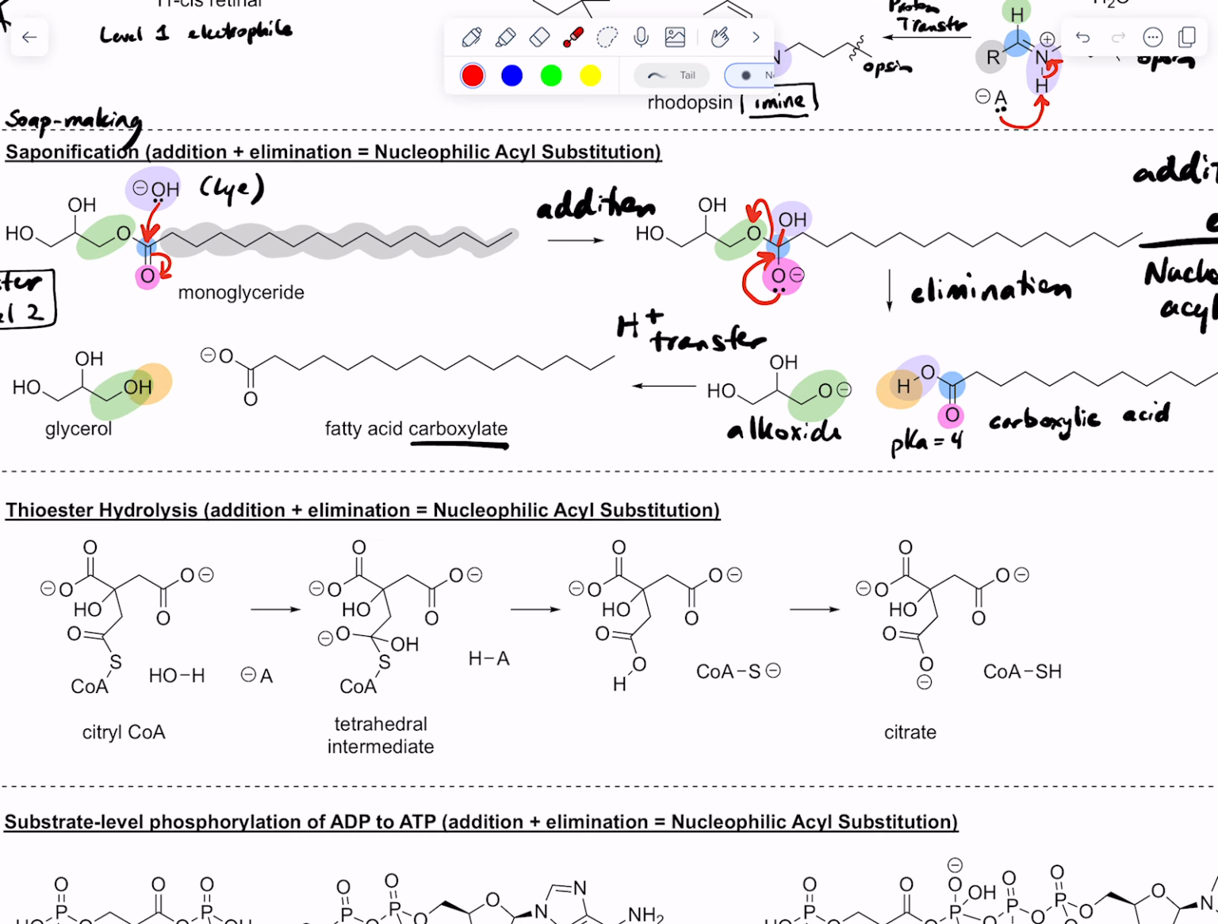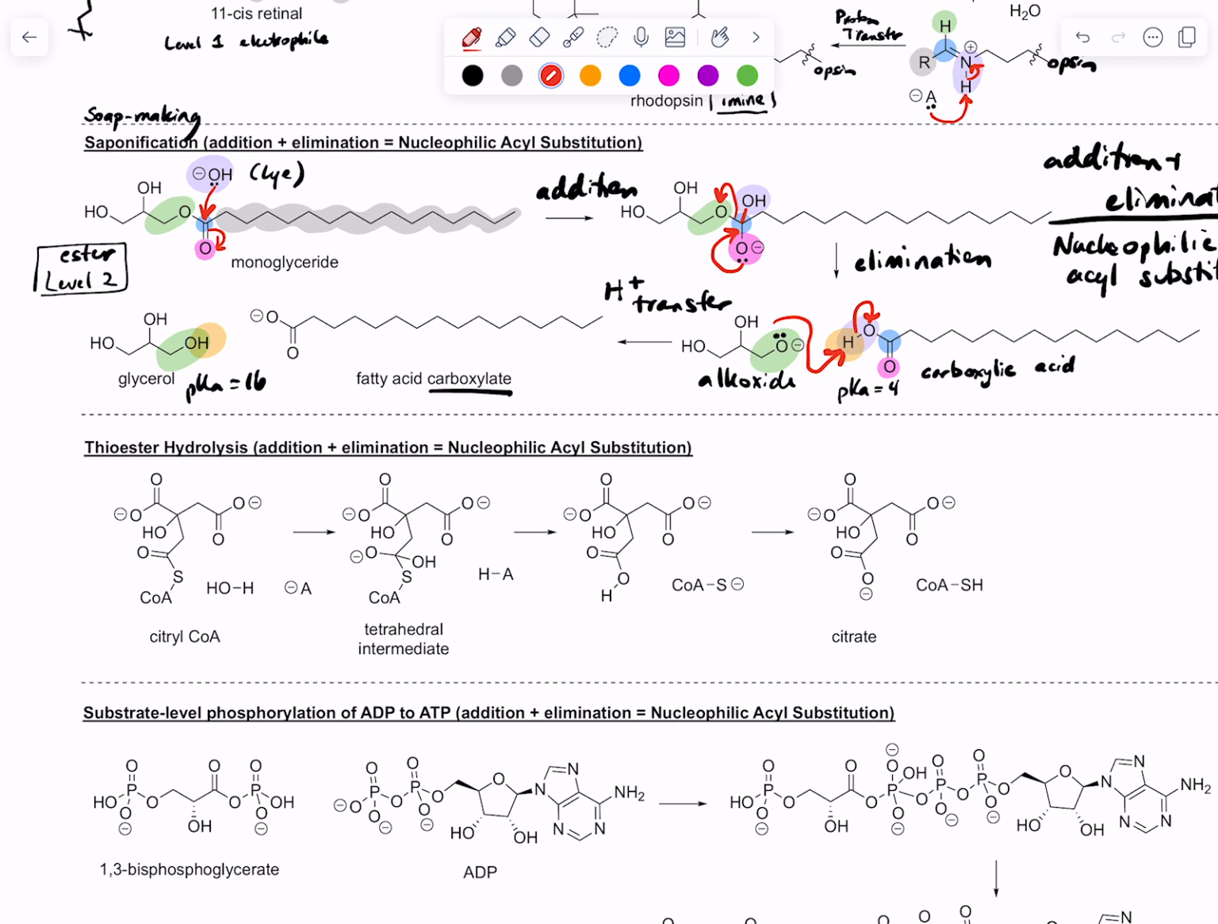What's the pKa of an alcohol? Right? So in an acid-base reaction, the strongest acid loses its proton and the weakest acid doesn't. So actually, it's very reasonable for this negatively charged alkoxide to deprotonate the carboxylic acid, and that gets us our product, the fatty acid carboxylate and the glycerol. And this then is how you make soap. All right, nucleophilic acyl substitution, proton transfer as needed.